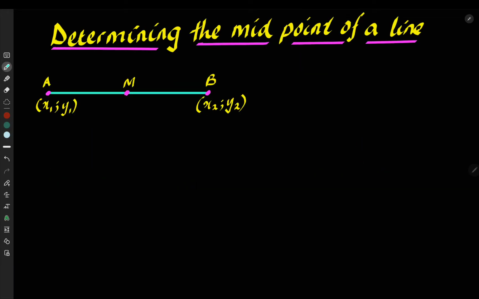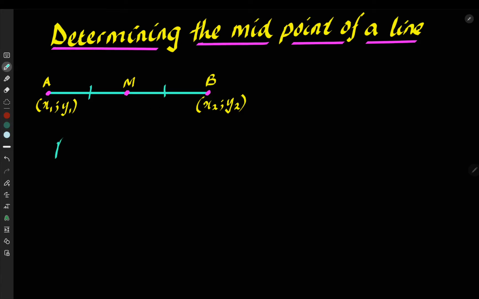Now, moving on to the midpoint. The other thing that you'll be asked to determine and that you are required to know in analytical geometry is to determine the midpoint of a line. And this is quite easy. So if you have the line AB with the coordinates x1, y1, and x2, y2, and where M is the midpoint, which means that AM will be equal to BM.